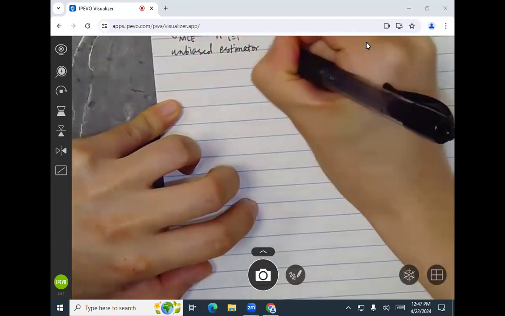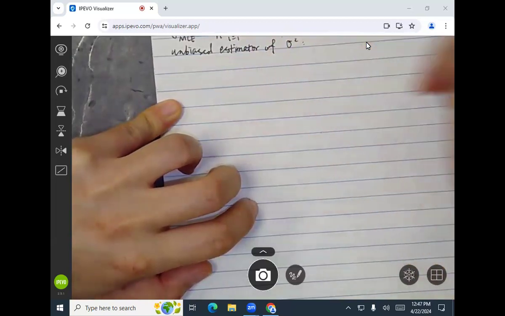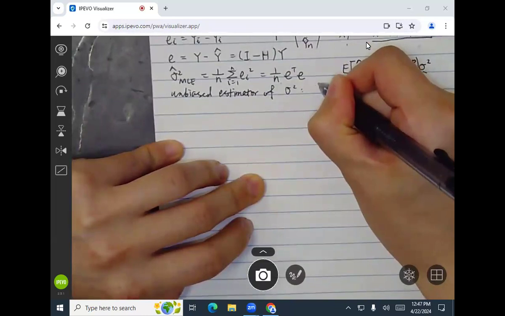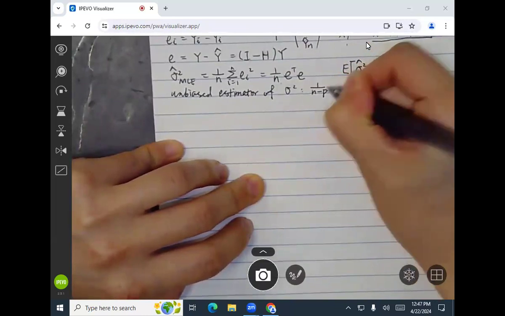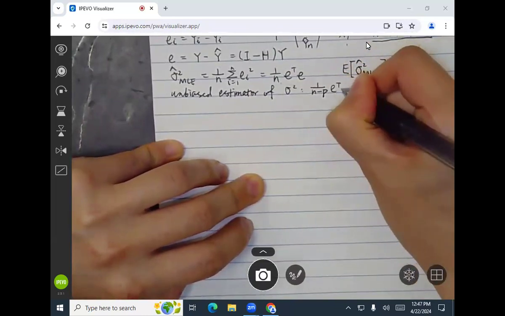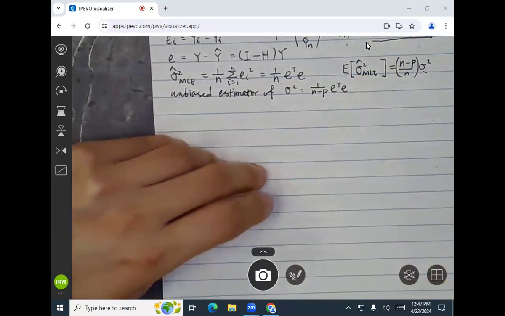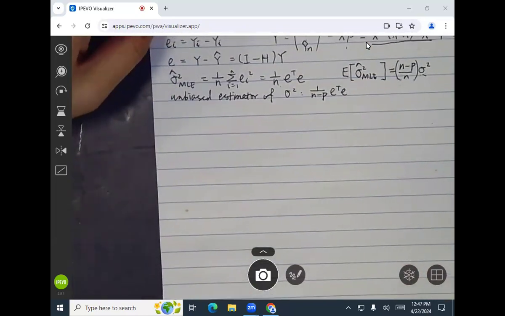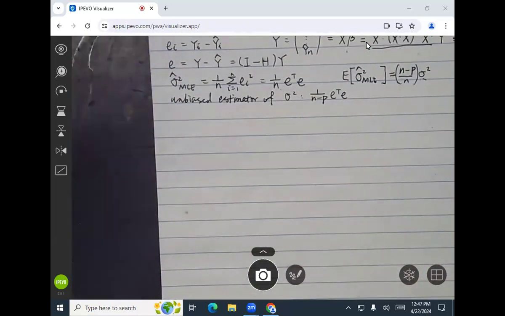The estimator of sigma squared is actually 1 over n minus p, E transpose E. So we divide by n minus p instead of n. And p is the number of parameters in your beta. So it's the dimension of beta, including the intercept and the slopes of p minus 1 predictors.